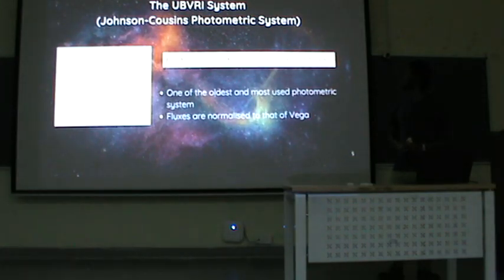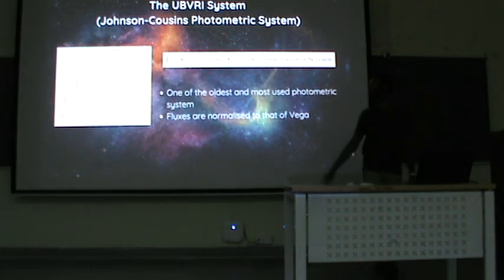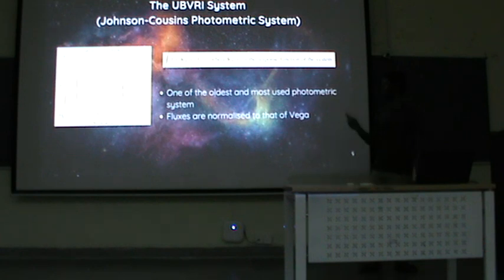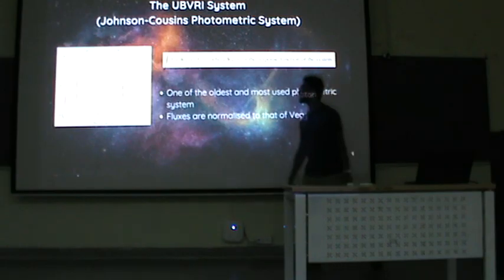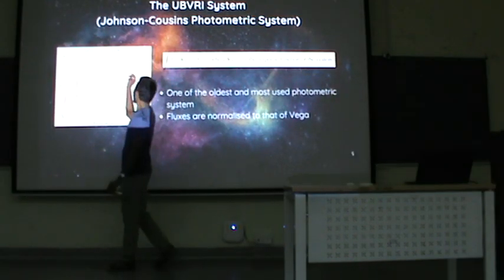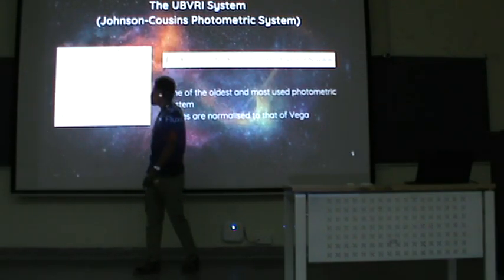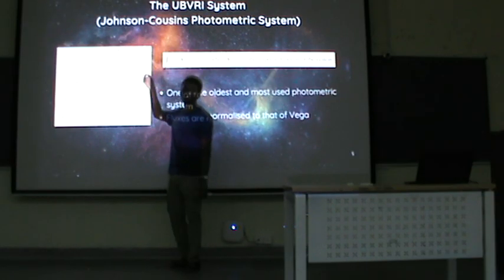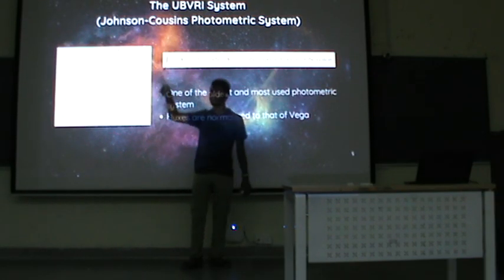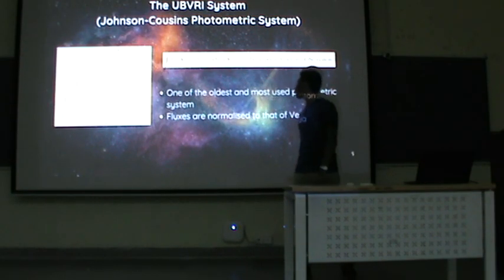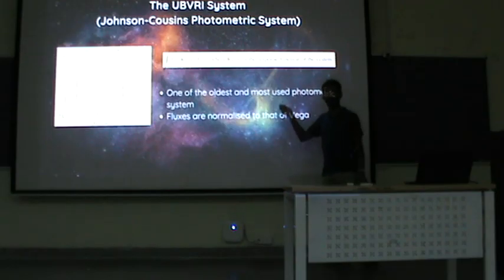Yeah. Now let's talk about the UBVRI system. This is one of the most used and oldest standard photometric systems, and it is also called the Johnson-Cousins photometric system. This system has been normalized with respect to Vega. So it has 5 bands, UBVRI, which go from ultraviolet to visual, red and infrared. And if you measure the magnitude of Vega in any of the bands, the magnitude will always be 0. That is what I mean by normalization with respect to Vega.